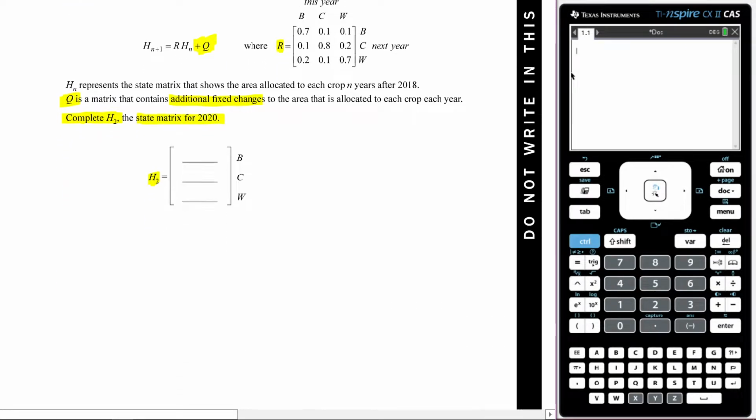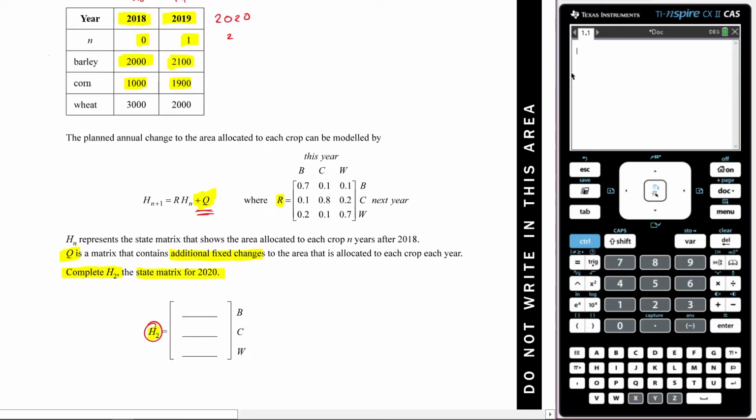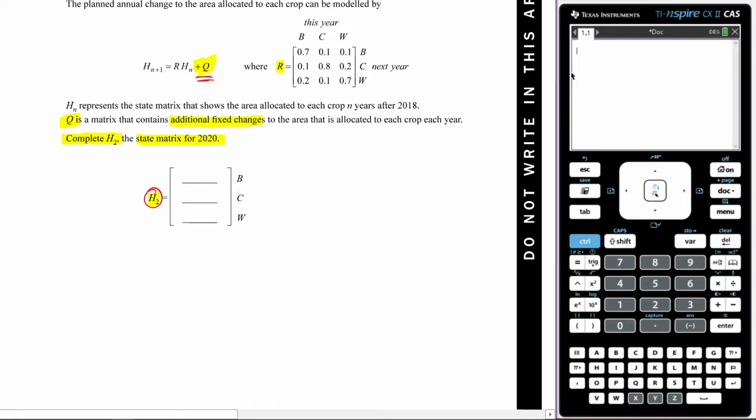So the first thing I would do here is think about this for a moment and figure out what Q is. I understand that Q is really what I'm after here. To figure out what H of 2 is, I need to figure out what Q is. Now, to figure out what Q is, I've been given 2 consecutive years, 2018 to 2019. So I can solve for what Q is. I can say that H of 1 is going to be equal to R times H of 0 plus Q.